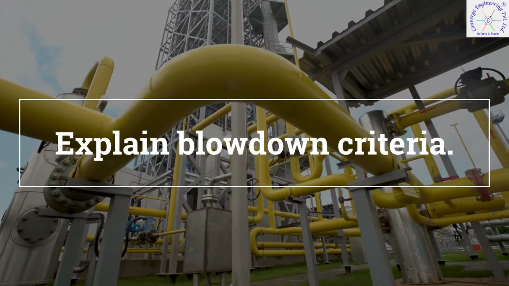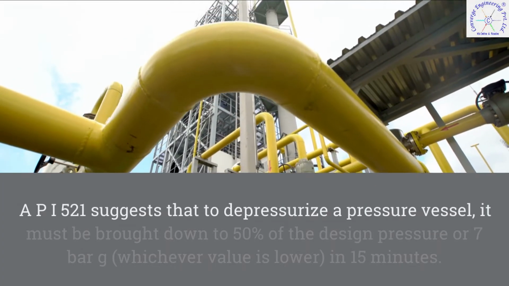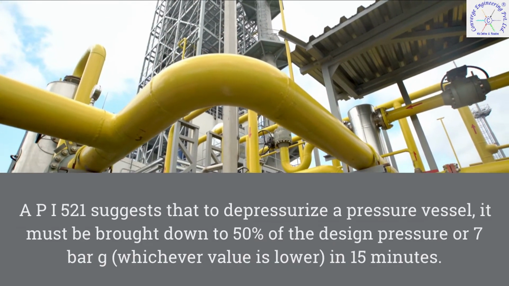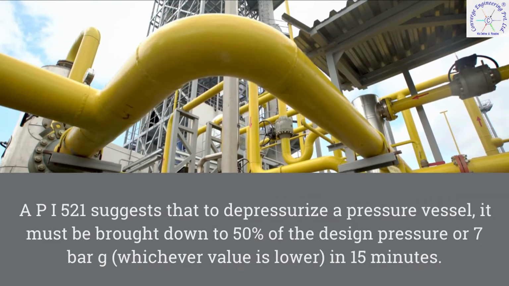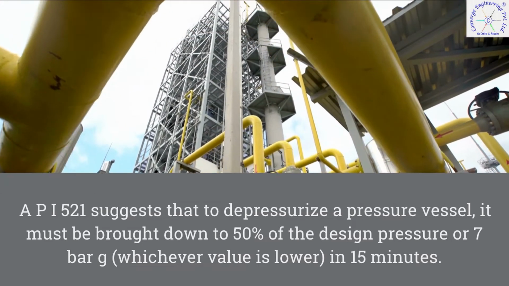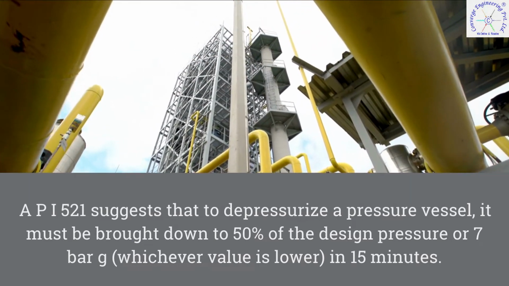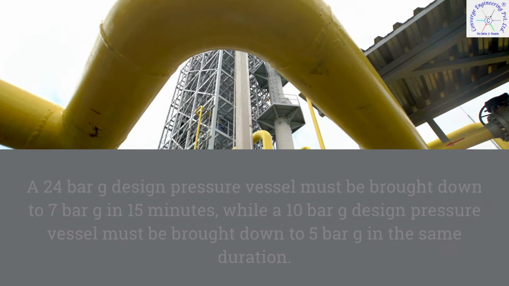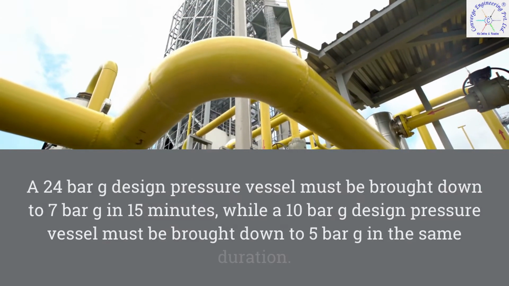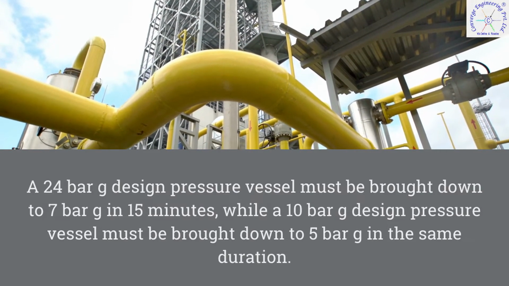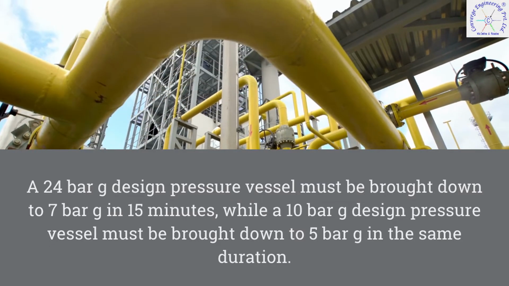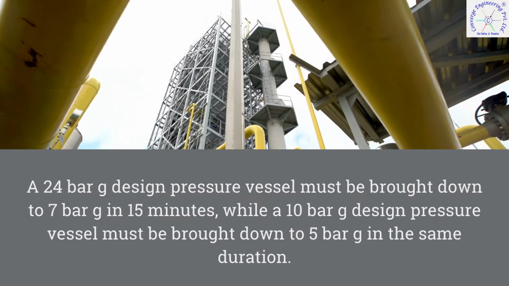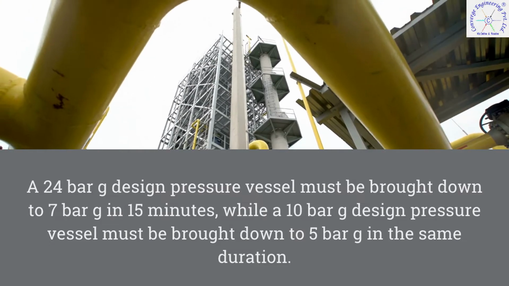Explain blowdown criteria. API 521 suggests that to depressurize a pressure vessel, it must be brought down to 50% of the design pressure or 7 bars G in 15 minutes. A 24 bars G design pressure vessel must be brought down to 7 bars G in 15 minutes, while a 10 bars G design pressure vessel must be brought down to 5 bars G in the same duration.